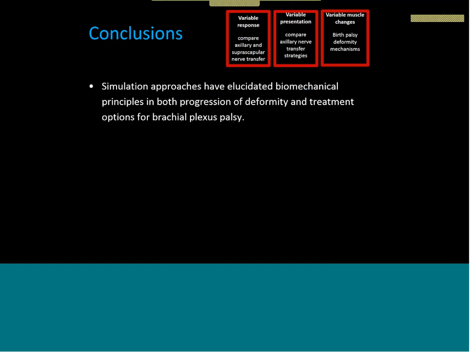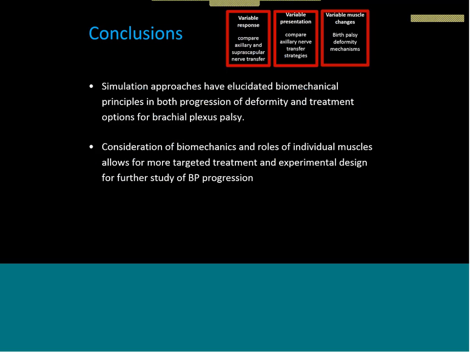So since we're running out of time here, I'd like to go ahead and conclude that our simulation approaches have elucidated mechanical principles in both progression of deformity and treatment options for brachial plexus palsy. Consideration of biomechanics and roles of individual muscles allows us to consider more targeted treatment, as well as experimental design for further study of brachial plexus progression. So for example, in the previous study, we identified some candidate muscles and mechanisms by which they may be causing deformity. So those would be really good candidates to examine more closely, for example, in an animal model, which is some of the other, complementary work that we've been doing in our lab as well.